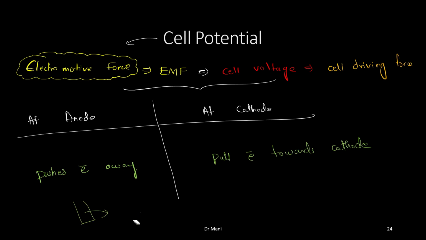Now think of it like this. At the anode, I have a guy who doesn't want to give electrons that easily. He's such a miser, he doesn't want to give at all. And at the cathode, he's so lazy to take the electrons. Now, the electromotive force will be more or less?